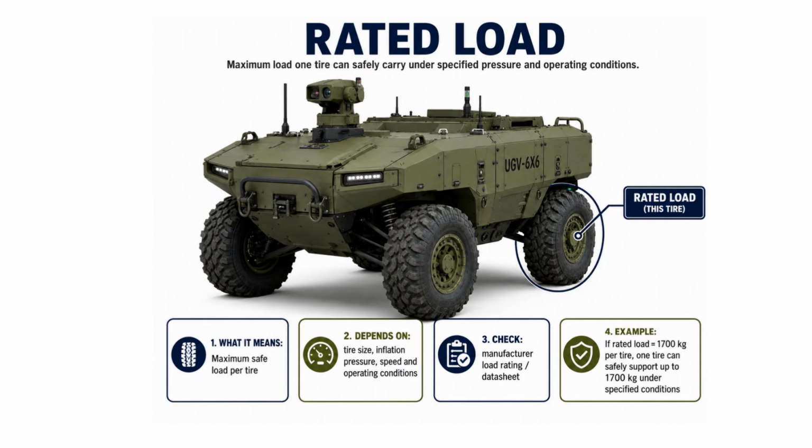The load index marked on the tyre sidewall is the coded representation of this rated load. It is a number that must be checked against a standard load index table. For example, a load index of 126 generally corresponds to a maximum load of 1,700 kilograms per tyre. So, the relationship is simple. The load index is the code, while the rated load is the actual load value in kilograms. Always confirm the load index, rated capacity, pressure and speed conditions using the tyre manufacturer's datasheet.